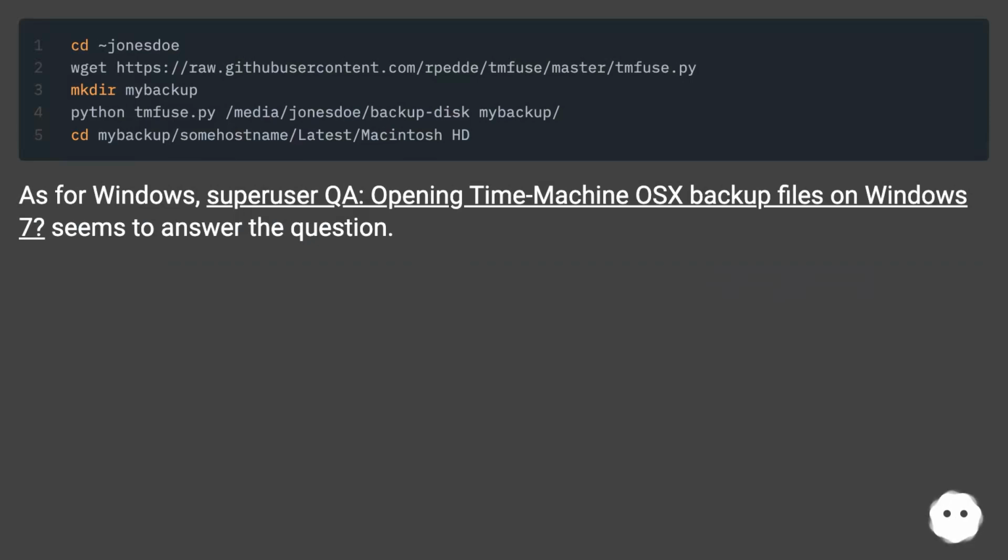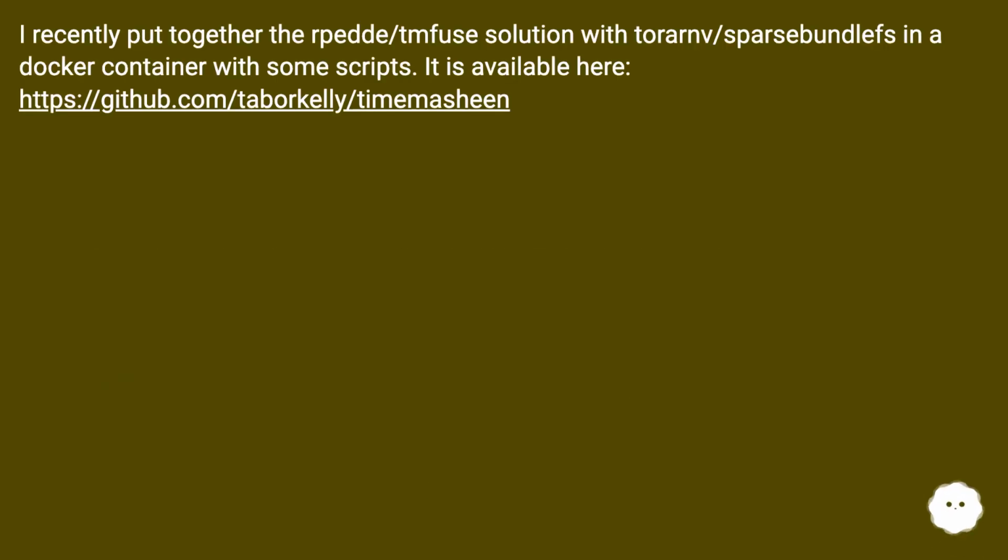As for Windows, SuperUser Q&A, opening Time Machine OS X backup files on Windows 7? Seems to answer the question. I recently put together the ped/tmfuse solution with torrent/sparsebundlefs in a Docker container with some scripts. It is available here, this URL.